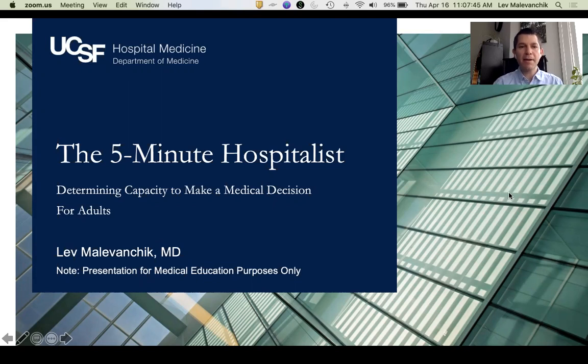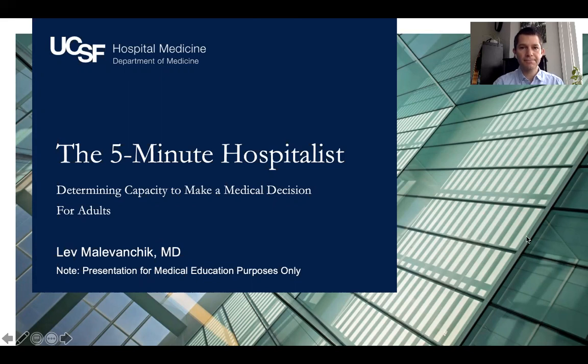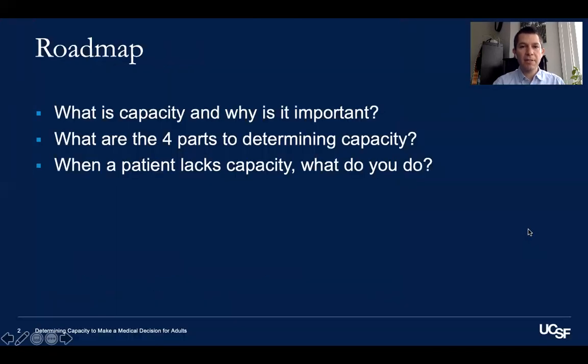Today, we're going to be talking about determining capacity to make a medical decision for adults. So, the first thing we're going to talk about is what is capacity and why is it important. Then, we're going to talk about the four parts to determining capacity. And then, when a patient lacks capacity, what do you do?